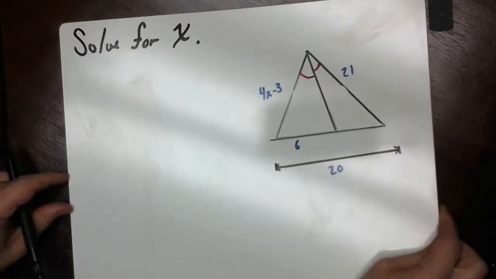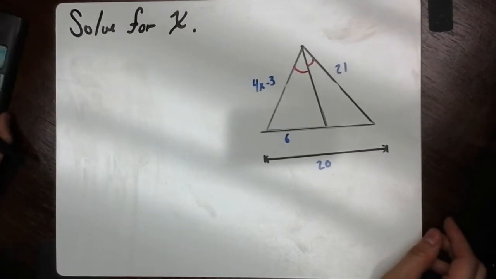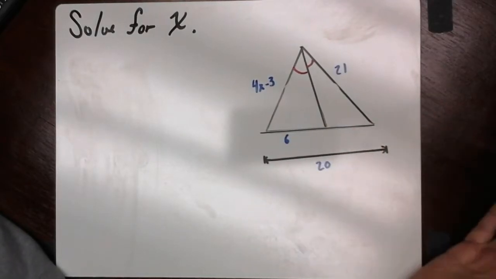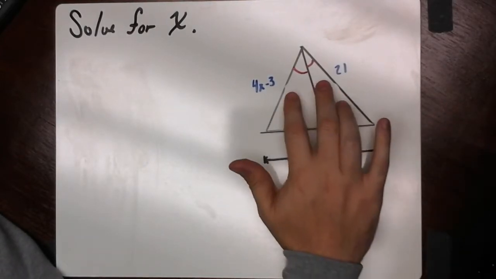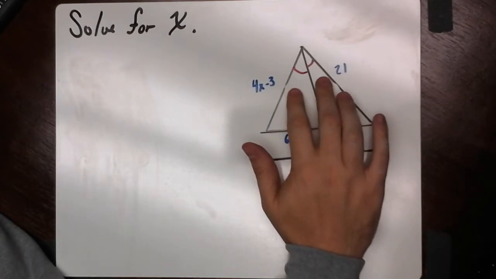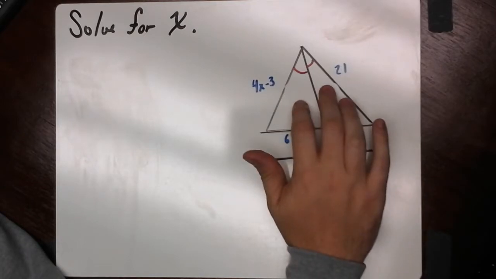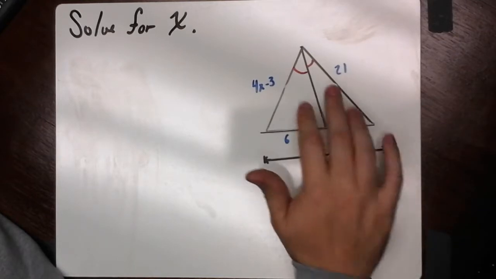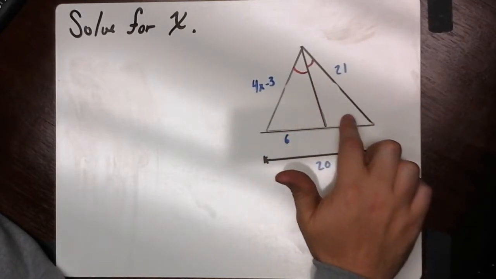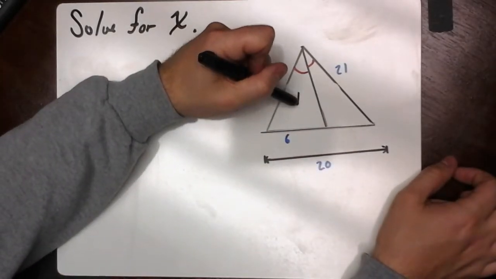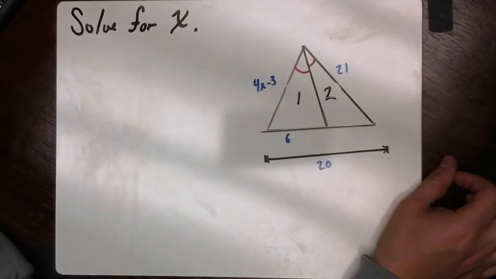Okay, next example. Okay, this one. This one's a little bit more complicated now. It says solve for x again, right? And now I have a little bit more going on here. Well, again, I notice my congruent angles. So since these two angles are congruent, I know this line is bisecting those angles, which is creating two similar triangles. So again, I'm going to label that 1 and 2. And a reminder, I am doing that for the video. You don't have to do that.